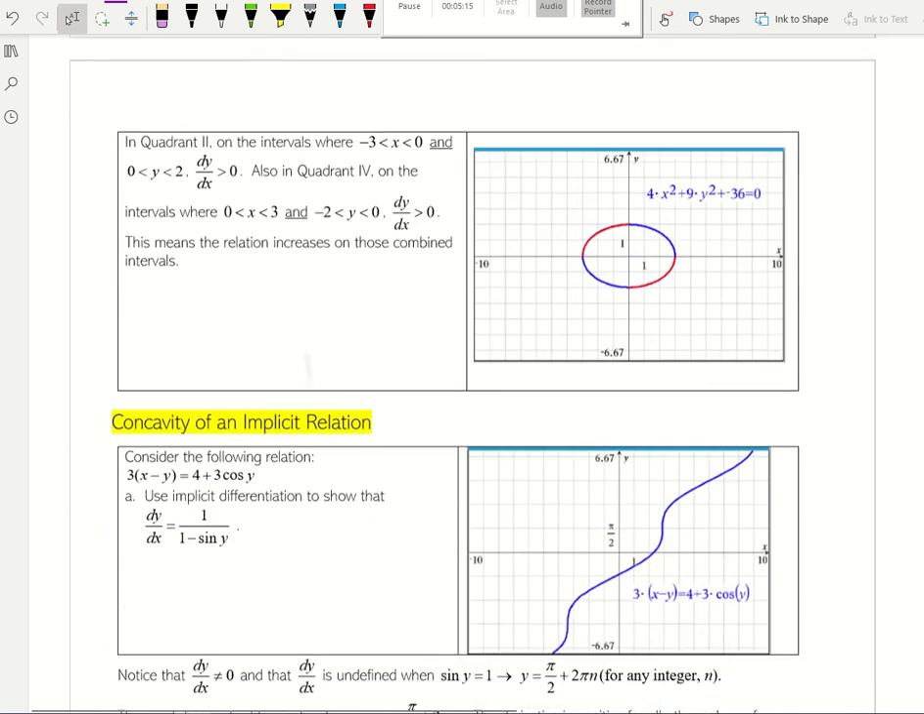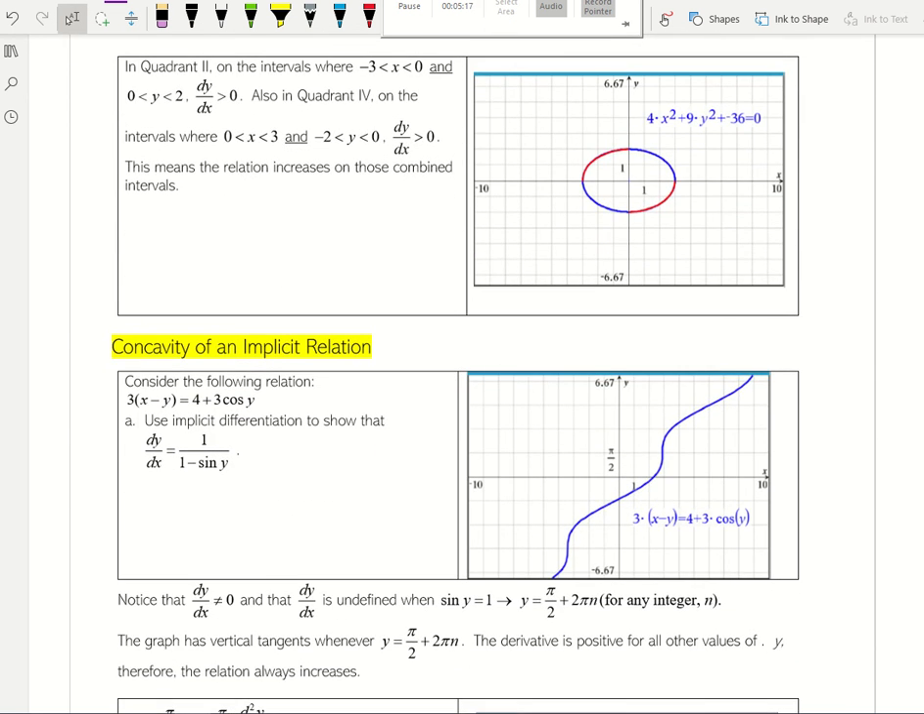I'll scroll up. So now we're going to look at quadrant 2. If I plug it into dy/dx equals negative 4x over 9y, what happens in quadrant 2? Well, quadrant 2 is negative x's, positive y's. So do you see this will be negative and that will be positive. So I have two negatives there, which means it is positive, so greater than 0. Do you see what I'm saying?